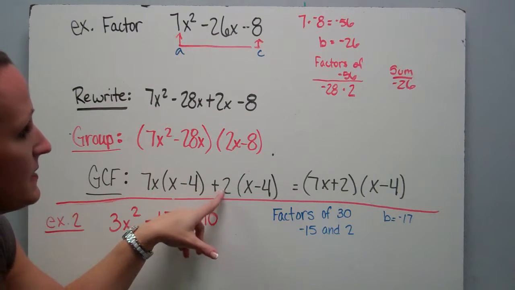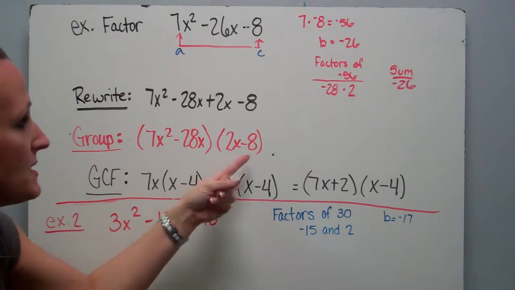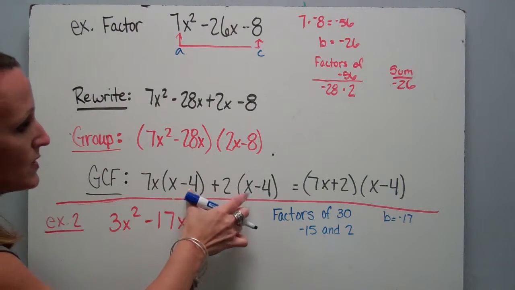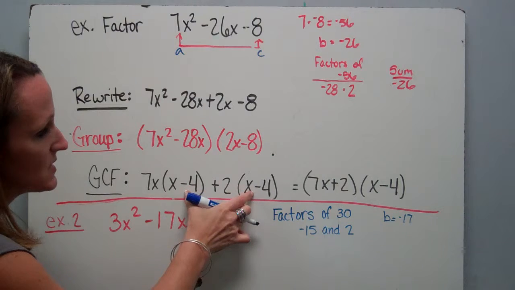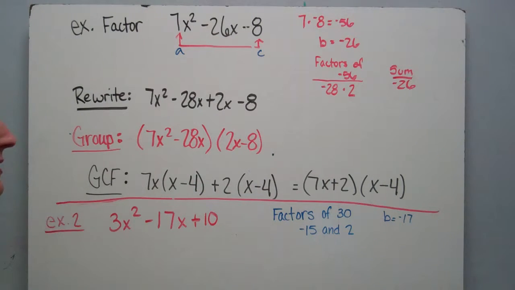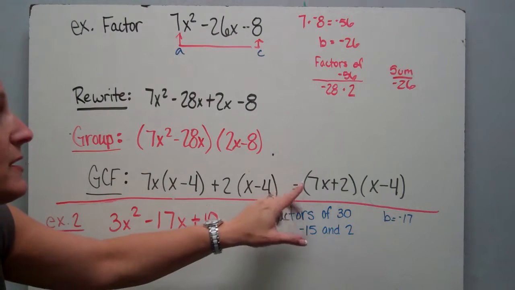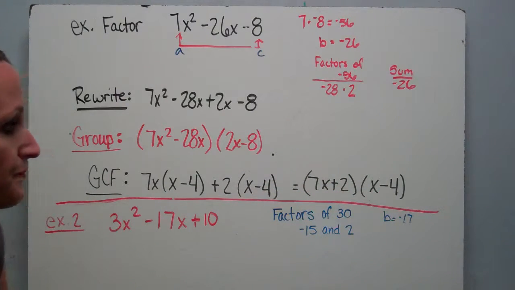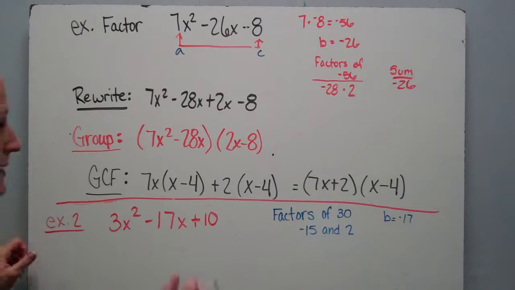These both have a positive 2 in common. When I take a positive 2 out of each of these, I'm left with x minus 4. When you do this, you should have, with each of them, a common thing inside the parentheses. So my answer here is 7x plus 2 and x minus 4. All right, let's look at another one.